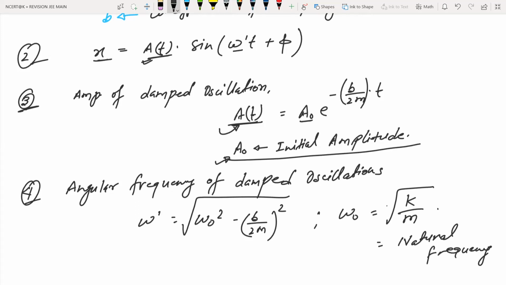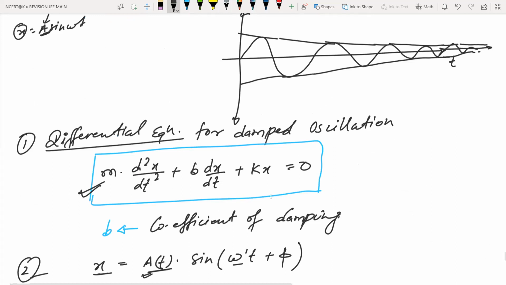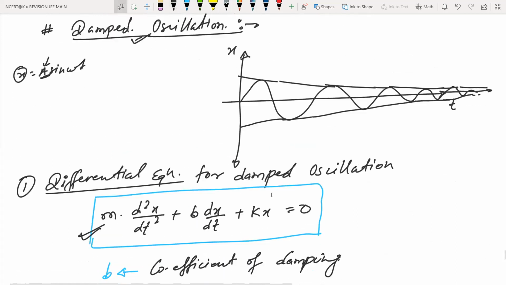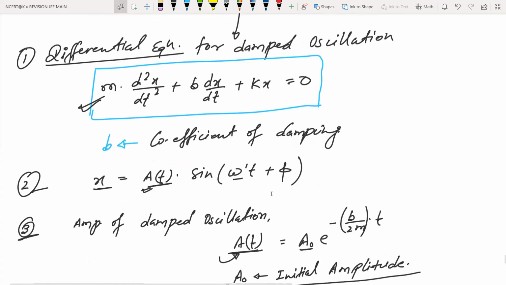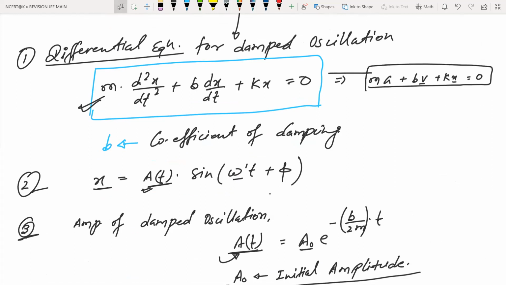So this is the only equation which you need to keep in mind regarding the differential equation of damped oscillation. Sometimes JEE Main has already asked this kind of question, so you cannot take a risk. This is one differential equation format. Its other format, if you want to see it: ma plus bv plus kx is 0. This is acceleration, this is velocity, this is displacement; these three are added together.